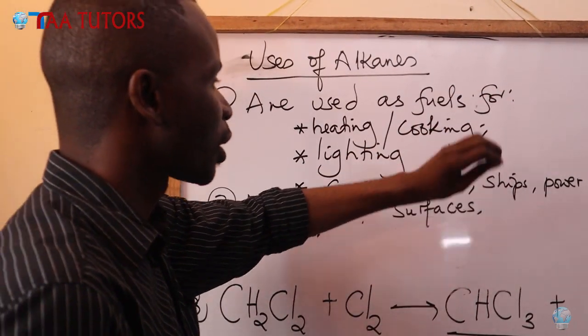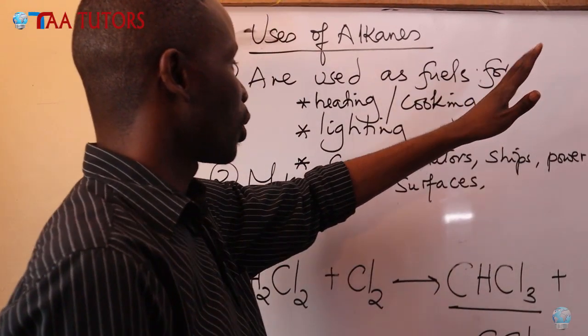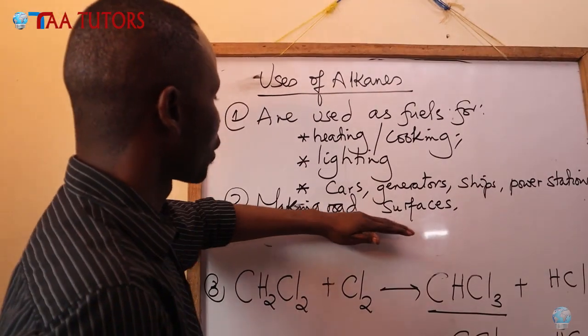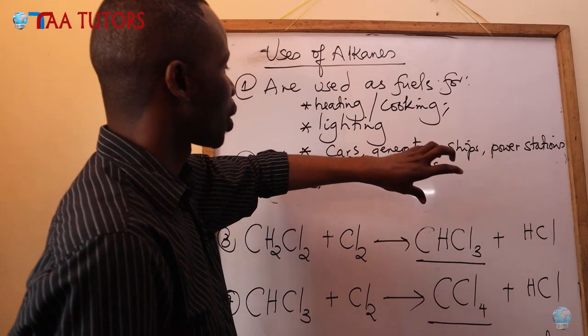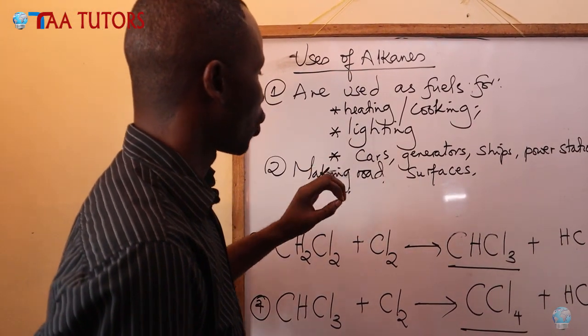Fuel could be used in gas form, gas cookers that we have at home. It could be used in liquid form. We have kerosene, we have gasoline. It could be used in solid form, like making road surface with bitumen. We are going to see that in the next sub-chapter, that is crude oil or crude oil refinery.